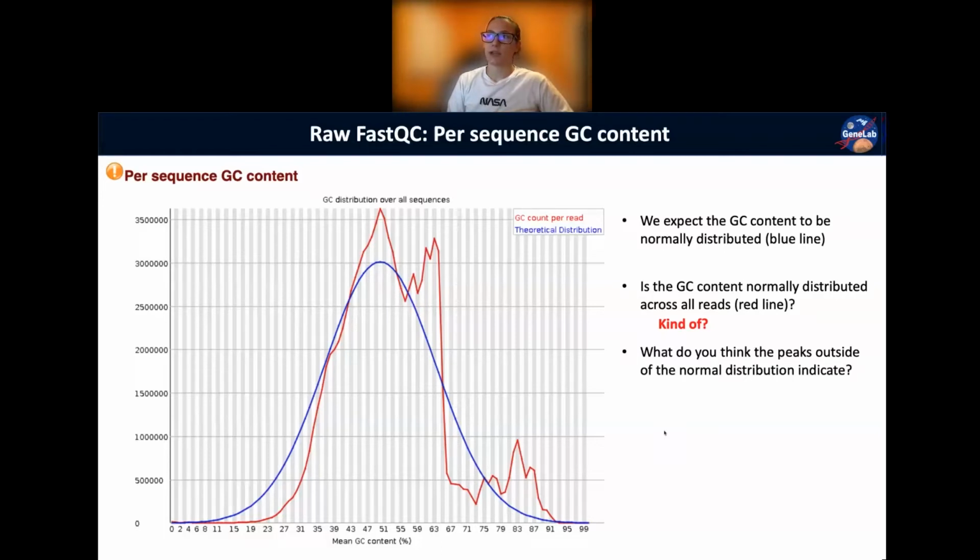So why do you think we might have some peaks outside of our normal distribution? Any guesses? Genomic island, yes. Good guess. Technically transcriptomic because we're looking at RNA. But yeah. Any other guesses?